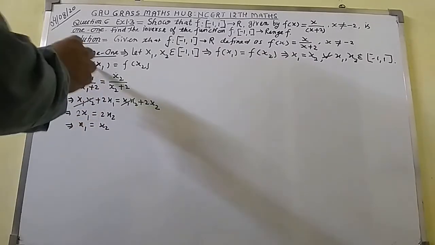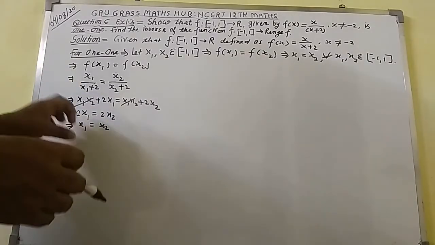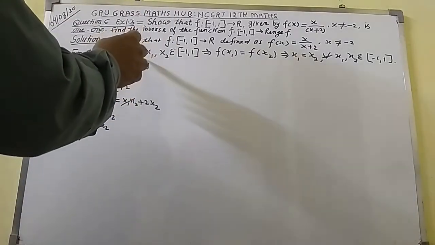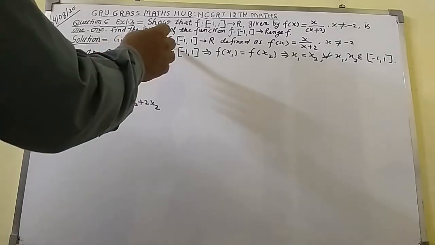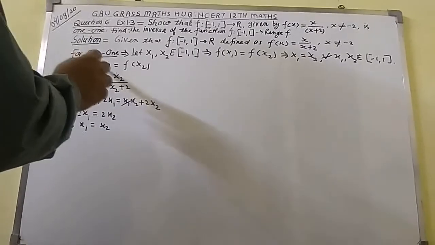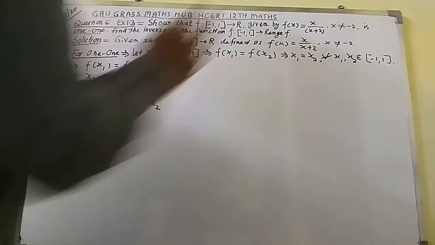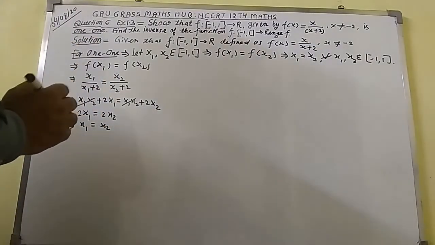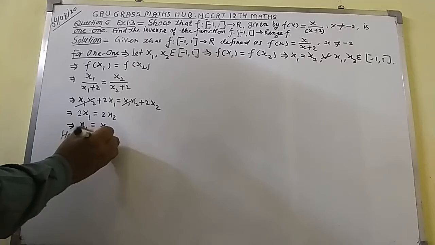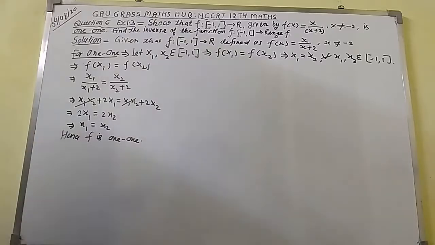This means that from here to here I have done the processing. Through this processing I have proved that this function is a one-one function, because the criterion for proving a function to be one-one is from this place to this place. I have proved f(x1) = f(x2) implies x1 = x2. So this function is one-one. So here I shall write hence f is one-one.